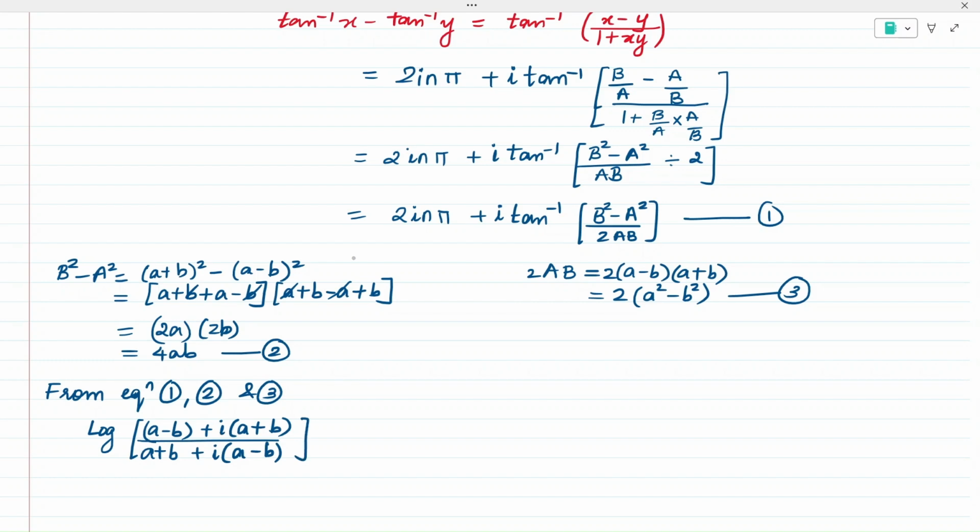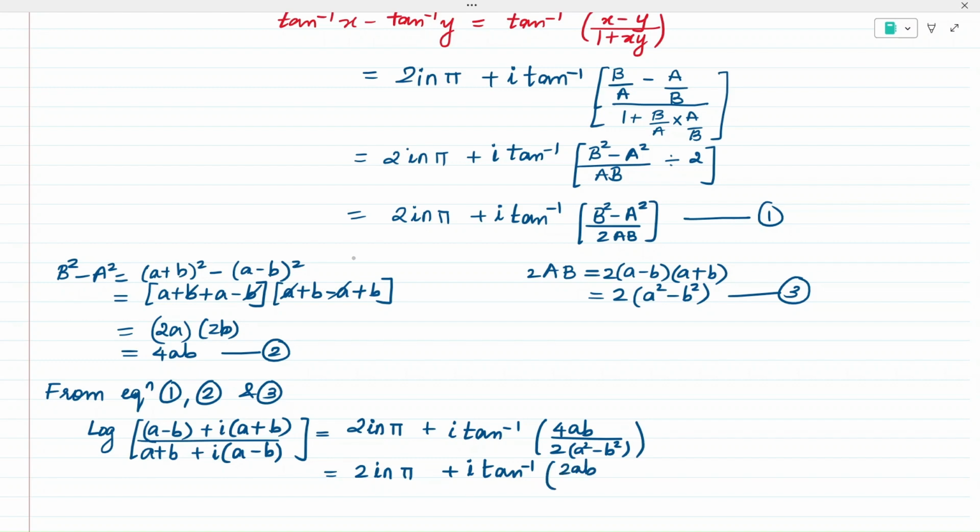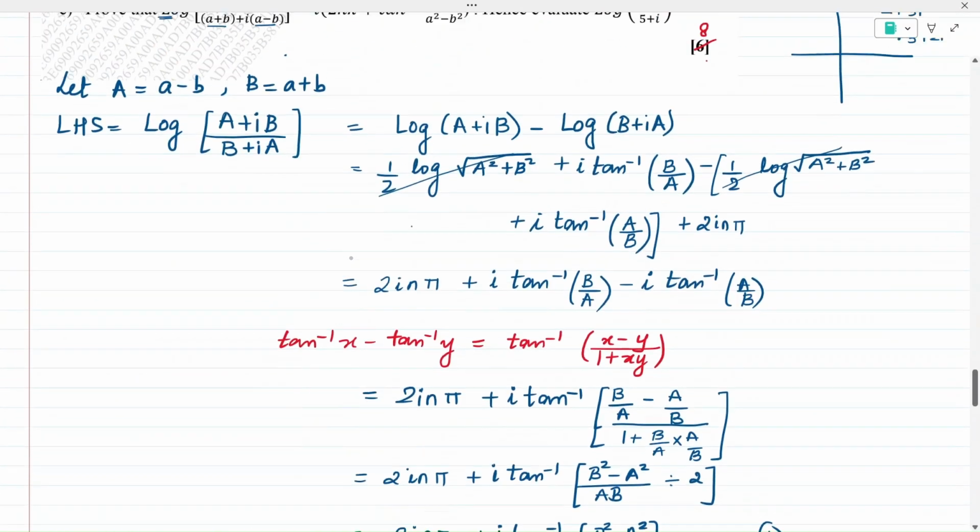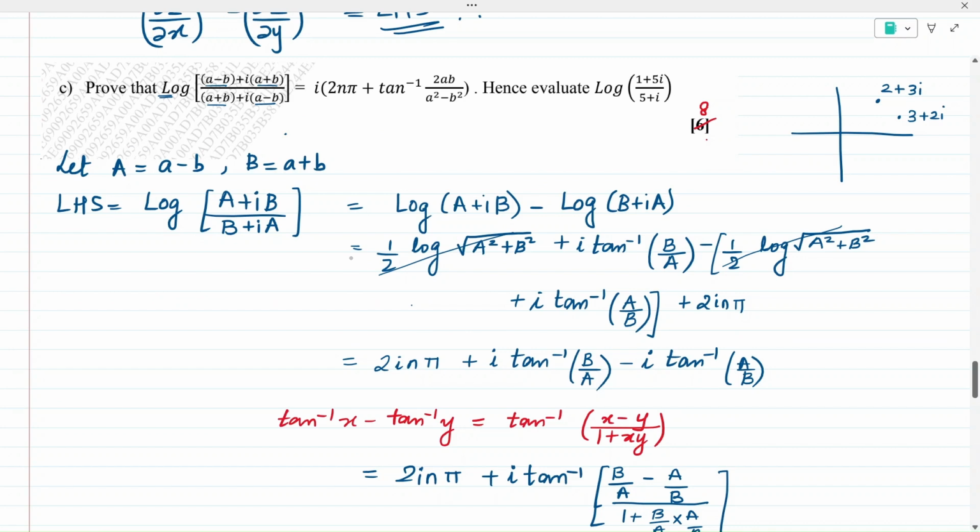ये क्वेश्चन था हमारा. 2i n pi from equation 1, I times tan inverse b square minus a square की जगह पे 4ab and denominator में 2 times a square minus b square. Okay, this is from equation 3. So ये हो जाएगा 2i n pi I times tan inverse, 4 and 2 will get cancelled, 2ab divided by a square minus b square. Let's observe question में क्या पूछा था. Question में this is the same thing which was asked. I common ले लिया है, we have not taken I common. So if you take I common, we've got the same thing.